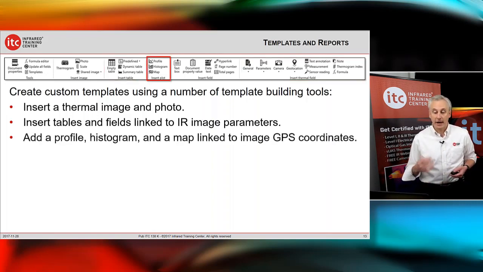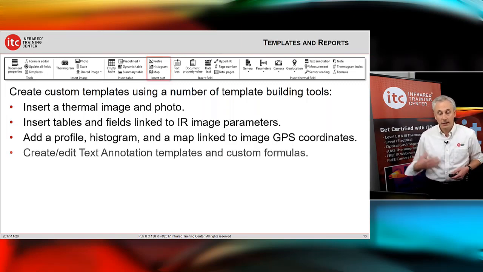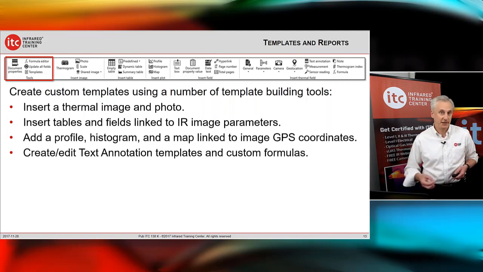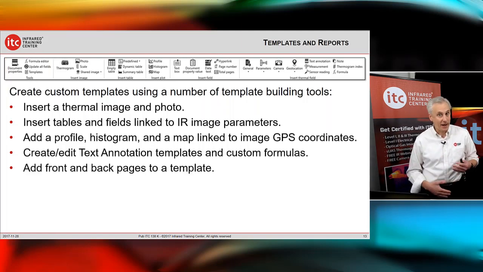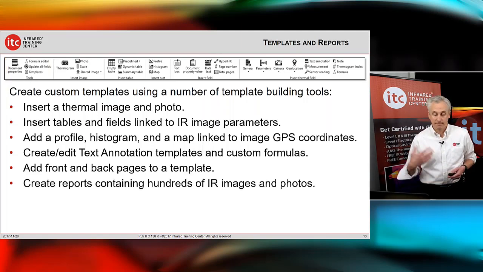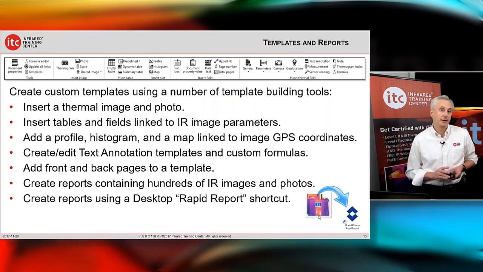You can add a profile, a histogram graph, and a map very similar to what we just saw on the MPEG. So if your thermal image has GPS, you can put a map on the page and link up to the GPS coordinates in that image. Okay. You can create and edit text annotation templates, and you can create custom formulas. You can add front and back pages. You can very easily create reports through the UI, through Thermal Studio, and you can create a desktop shortcut.